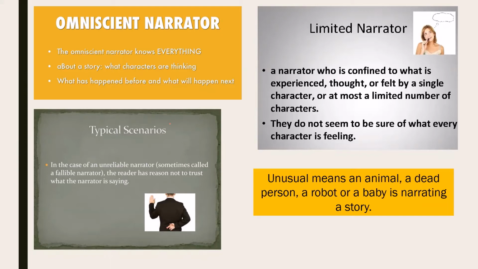Typical scenario is in the case of an unreliable narrator, sometimes called a fallible narrator. The reader has a reason not to trust what the narrator is saying. For example, one character, he says this character would be saved, and the next moment that character is drowned. You can't trust what he says in the beginning. So he's like that. The last one is unusual. Unusual means an animal, dead person, robot, or baby is narrating the story. This is an unusual way. This is an abnormal way. We know robots cannot narrate a story. We know a baby cannot, a baby who is little, who cannot even speak. And animals, we know animals cannot talk. So if such narration is going on, it means an unusual narrator is handling this narration.